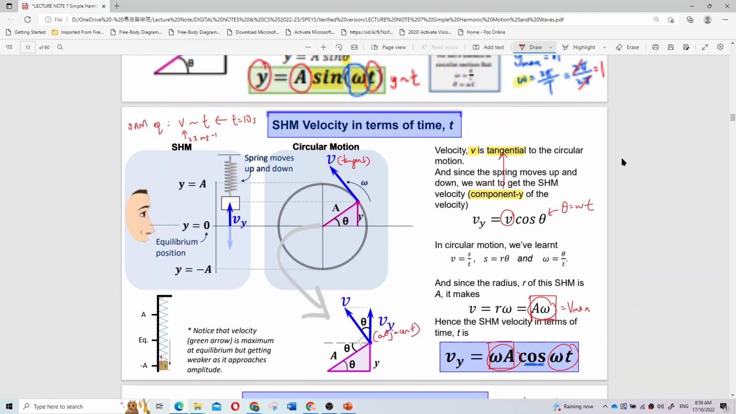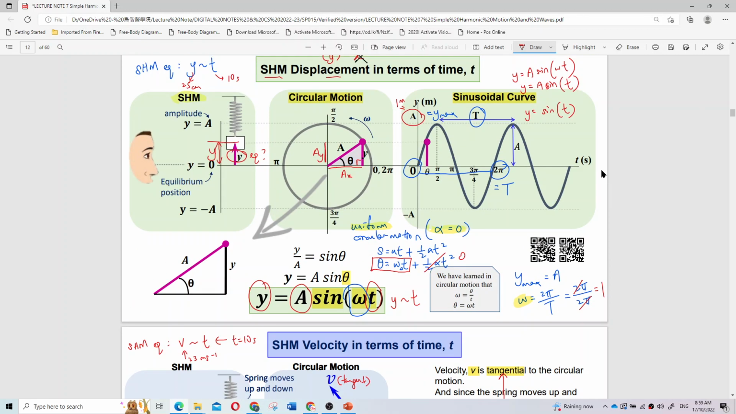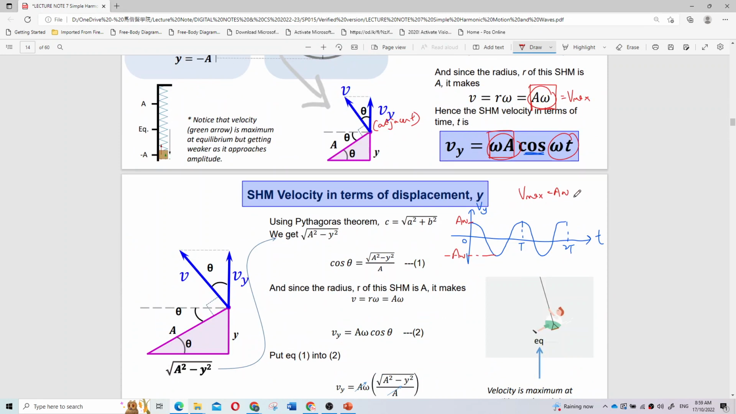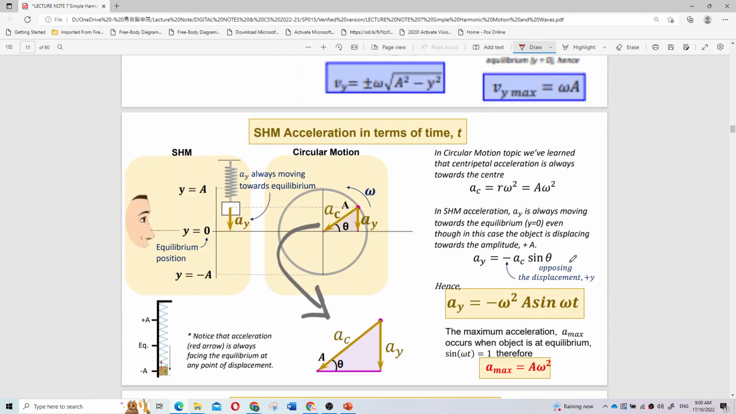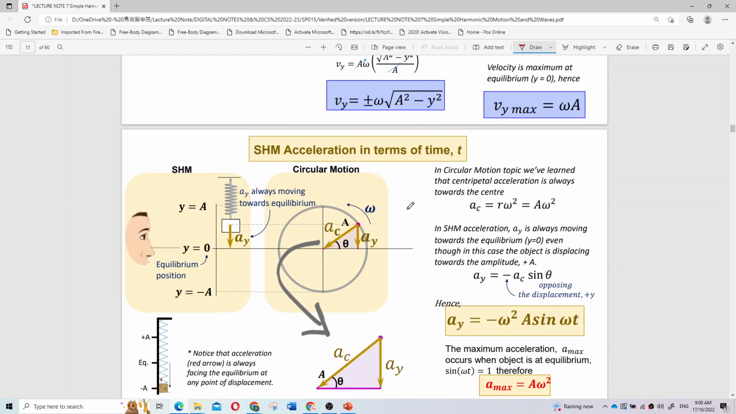Just now we learned what? Displacement maximum is amplitude, kan? Now we learn Vmax is A omega. Yeah, we learned that displacement maximum is amplitude. So Vmax is A omega. Later you will learn maximum acceleration is A omega square. So that's all for today. So I will discuss the acceleration equation later on. But you can read yourself first how to get the acceleration equation.